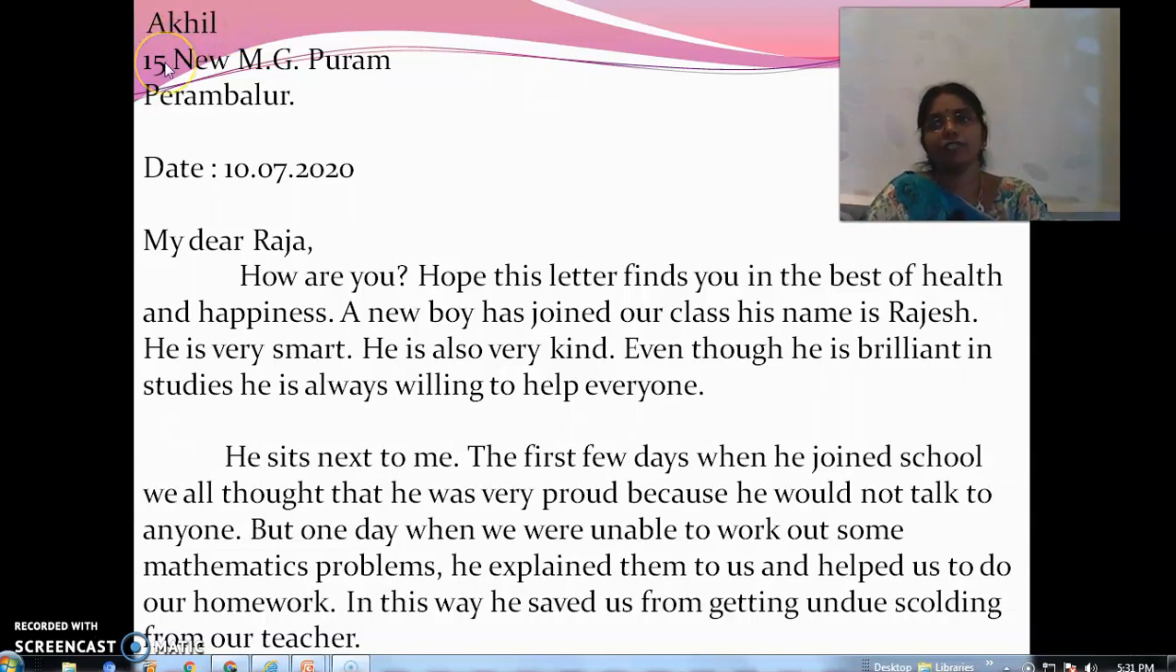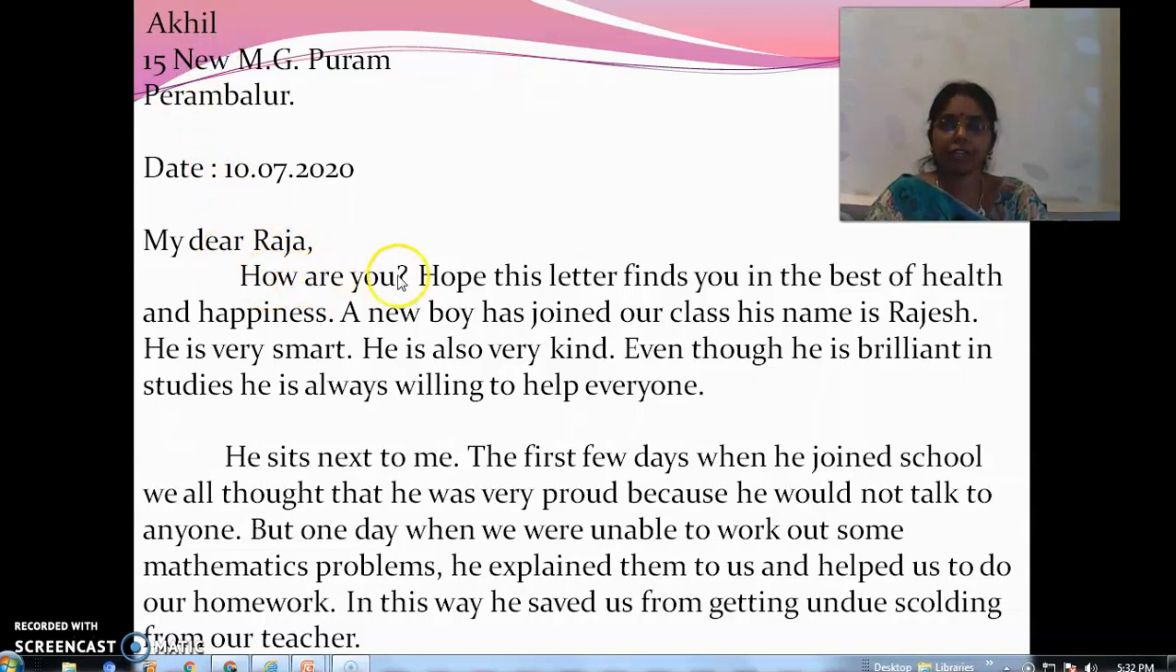Akhil, 15, New NGpuram, Perambalur. This is a sample address. You can write your own address also, or you can copy this. I don't mind. Whichever address is really yours will be comfortable for you. The date I have given is 10/7/2020. Write the date that you are writing. So, my dear Raja. I am going to write to my friend Raja. Who is going to write? Akhil is going to write to Raja.